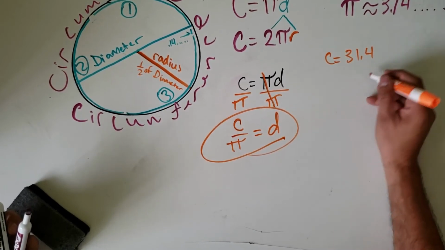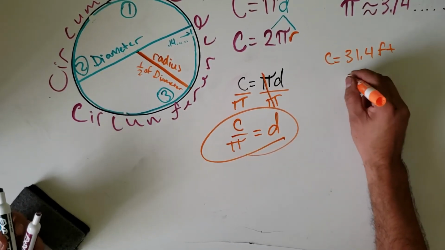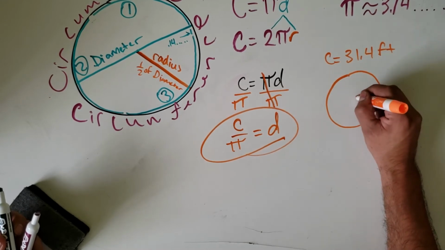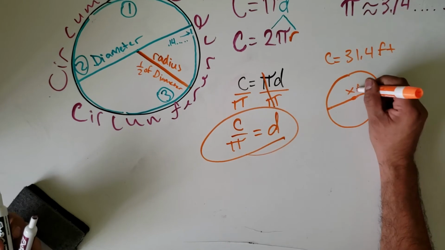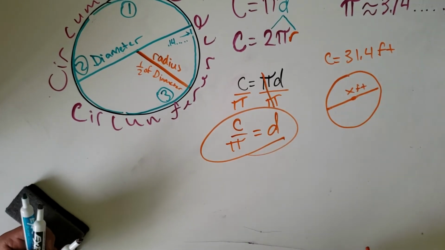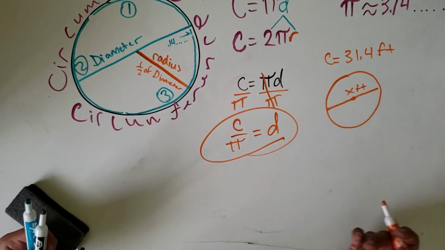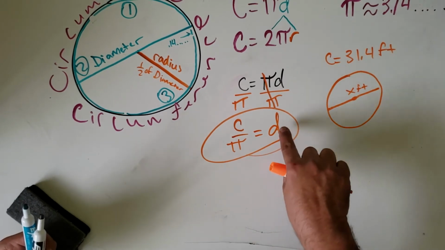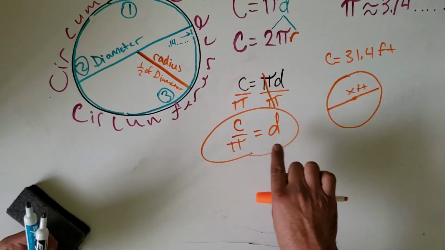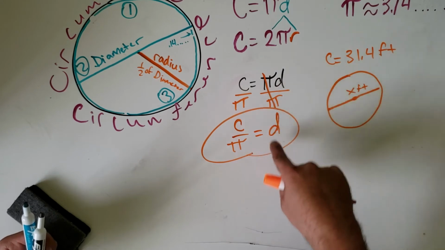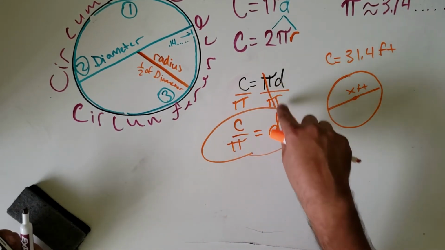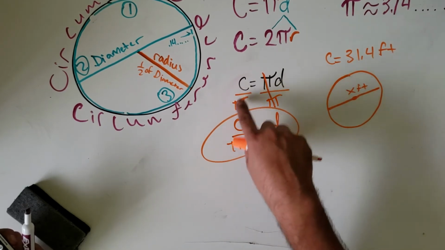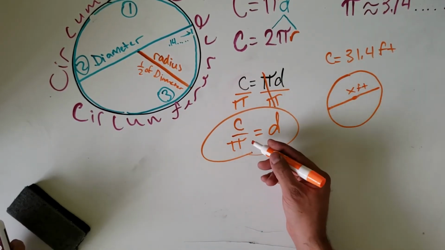31.4 feet. And let's say we had the same picture. And this time they had a diameter like this, and it said X feet. So this time we have to solve for the diameter. Okay? So to solve this one, we would use this formula right here. Because it's the same exact formula, we just manipulated it. We just changed the pi on the other side. But to do it, we have to do opposite operations. So we divided by pi over here. So now I can use this formula.